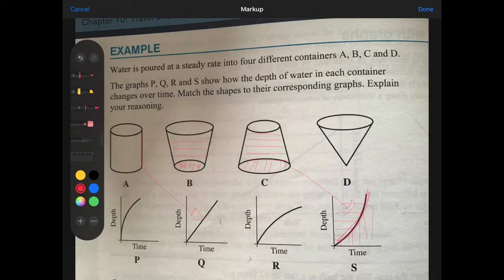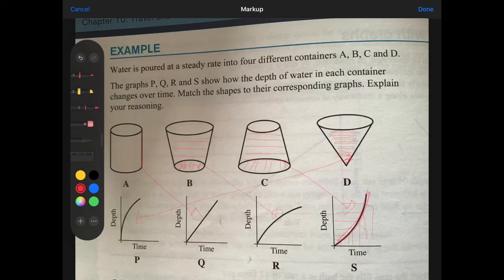And D looks a bit like C. At first, the water is going to be increasing very quickly, but then it's going to be slowing down because the shape of the container is getting bigger, isn't it? So out of P and R, which one is increasing very quickly at first? Is it R or is it P? It is going to be P. So this one, D, goes with P, and then the one we had out, B, goes with R.